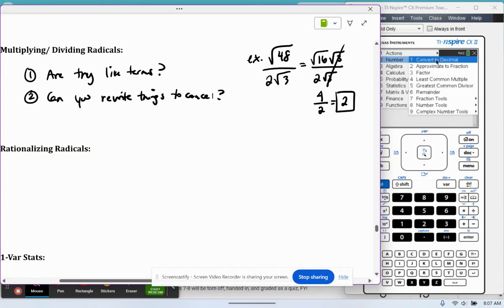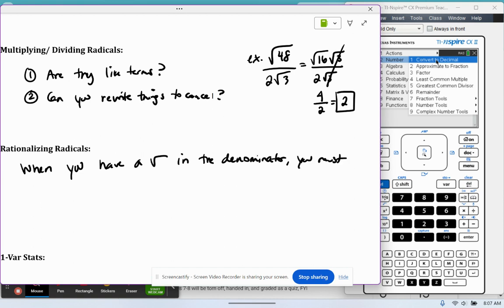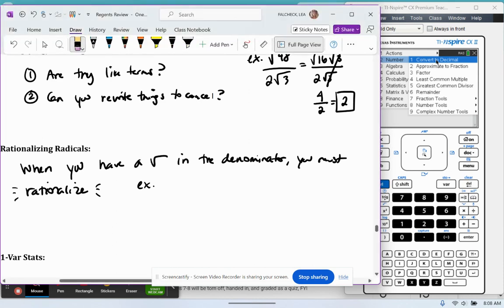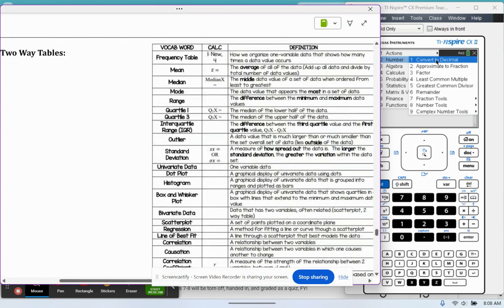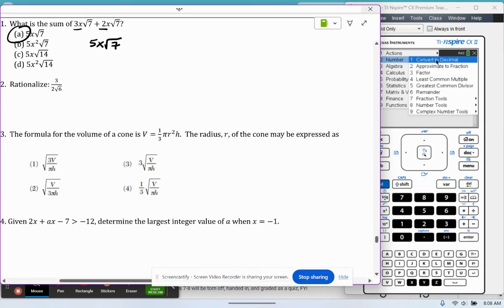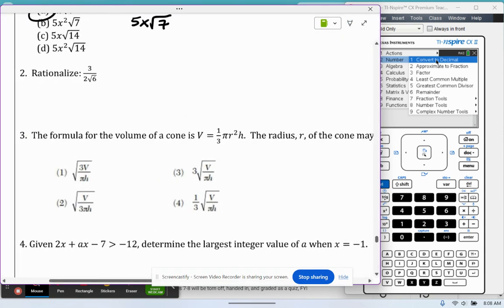Rationalizing radicals. When you have a square root in the denominator, you must rationalize. Okay? For example, actually, let's just do the example problem on the review questions. Scroll down. How do we rationalize? Question number 2, it says, rationalize 3 over 2 times the square root of 6.